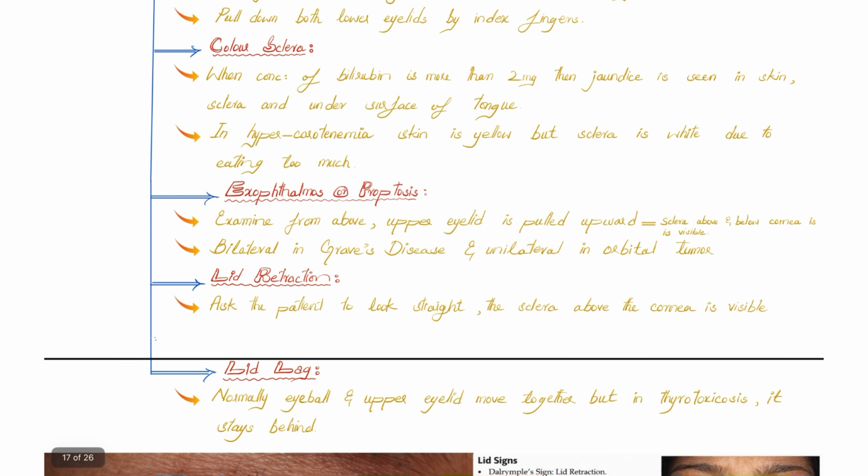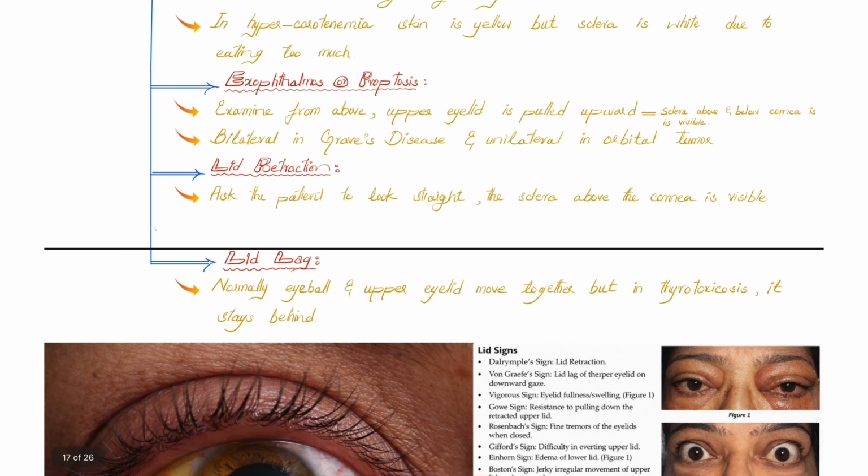And if exophthalmos is present bilaterally, it can be because of Graves' disease, and if it is present unilaterally, it can be because of orbital tumor or any inflammation behind the eyeball, which pushes the eyeball forward. Then look for the lid retraction. Ask the patient to look straight, and if the sclera above the cornea is visible, then there is lid retraction. It also occurs in Graves' ophthalmopathy. And lid lag: normally eyeballs and upper eyelids move together, but in thyrotoxicosis, the eyelids remain behind.